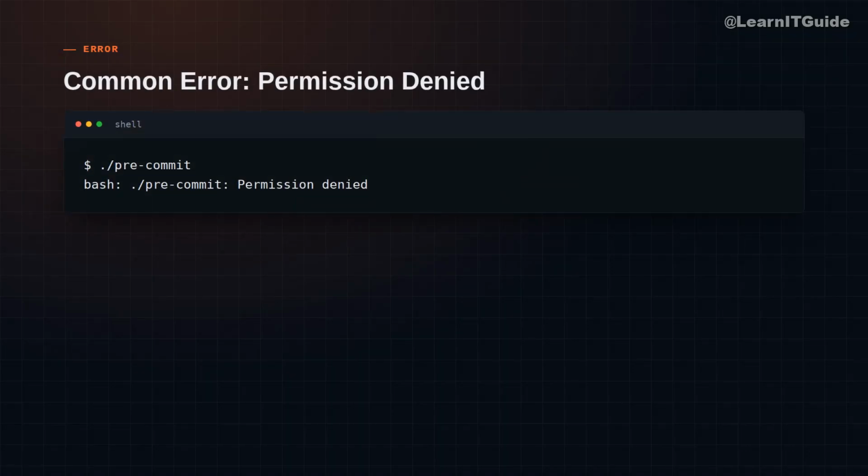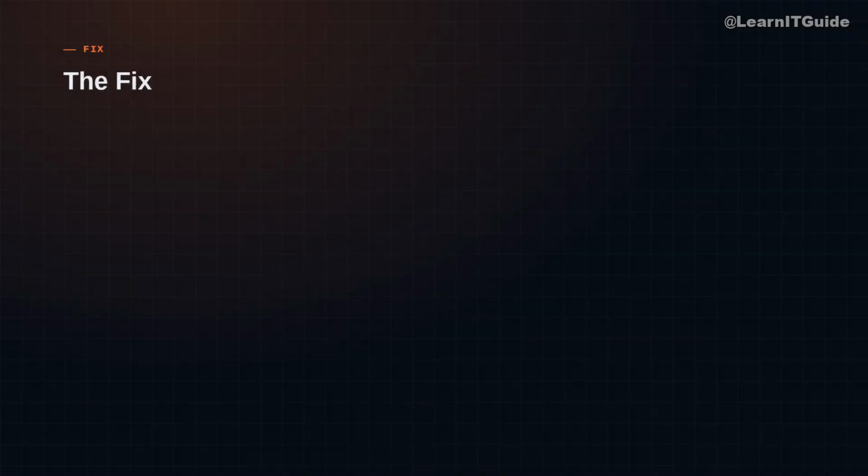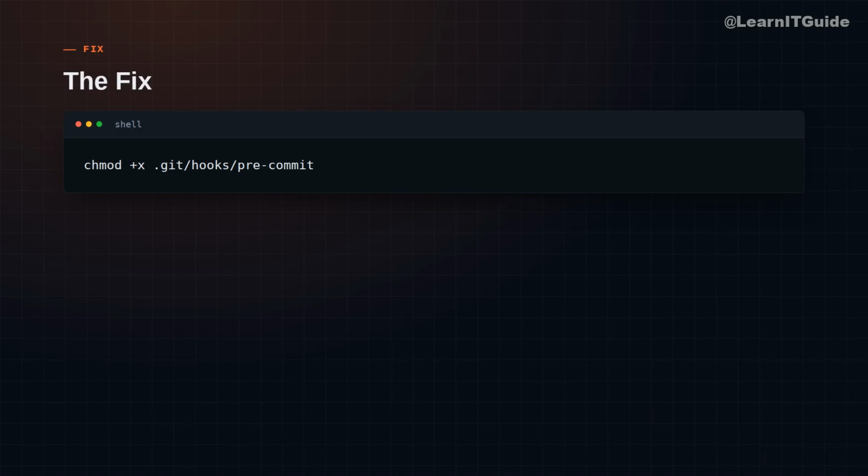So what is the most common mistake? The permission denied error. This happens because your new script file is not marked as executable by the operating system. Even if the code inside is perfect, Git will ignore it or fail to run it if the executable bit is not set. To fix this, you need to use the change mode command. By running the command shown on screen with the +x flag, you grant the execute permission to the file. Without this, your hook is just a regular text file that Git cannot touch.